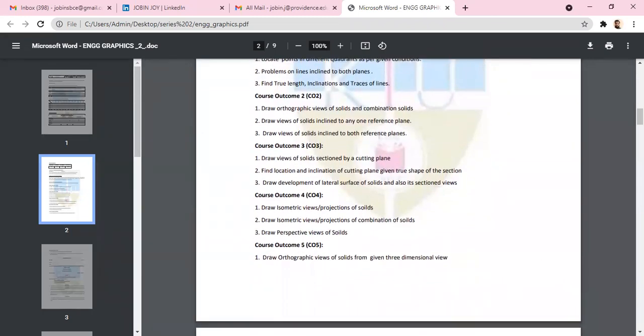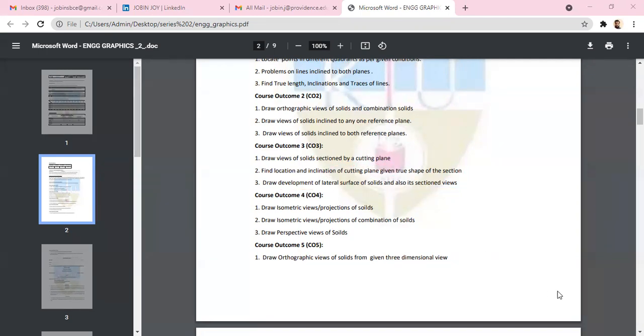The next is course outcome 3, Section. Section means you have to cut the object with the help of a cutting plane. Then you find the location and inclination of the cutting plane, given the true shape of the section. So the true shape will be given, and you have to locate the cutting plane and find its location as well as its inclination. Then development: development means you have to open the object, and also its section views. That is outcome number 3.